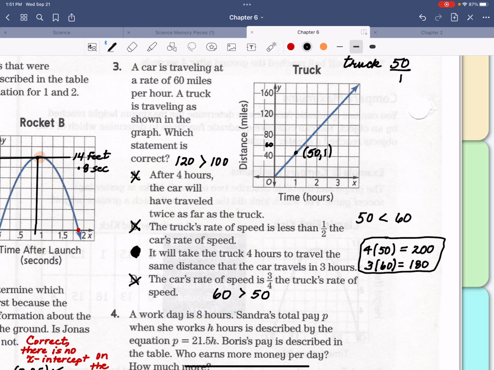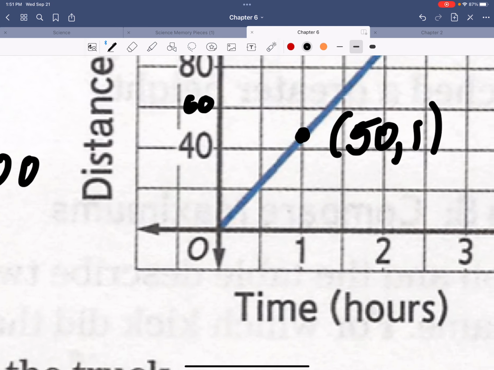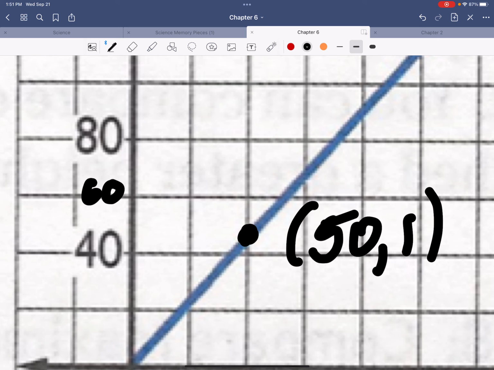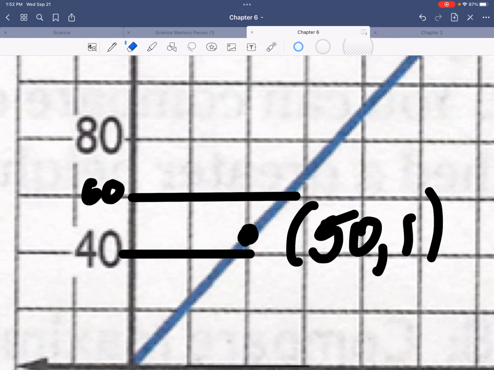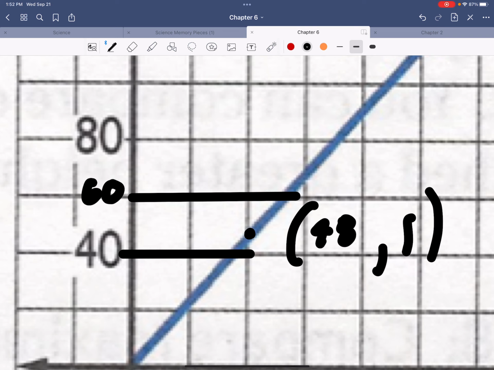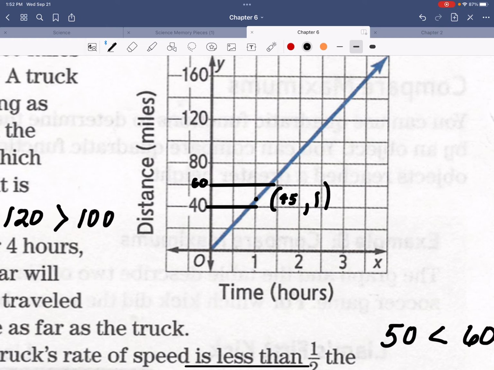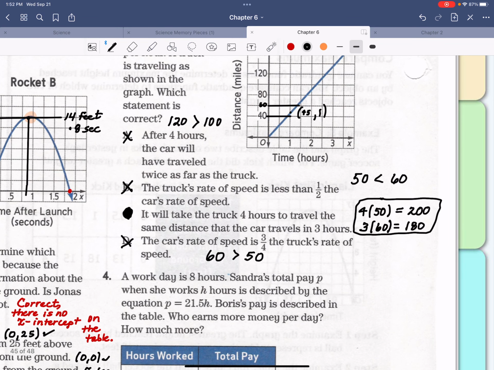So I have rounded incorrectly. Let's look here. Let me zoom in. This line is 60 right there. This line is 40. And the point is closer to 40. I believe I have rounded wrong. Let's make this about 48.1, because the point is actually right here and it is a little closer to 40. So somewhere 45 even might be a better option. But any way you stack it, the answer should be C.